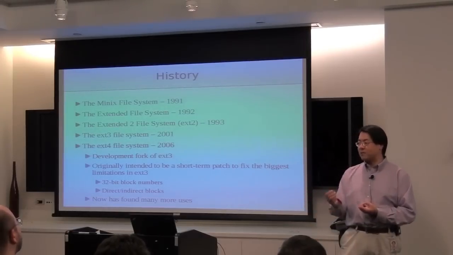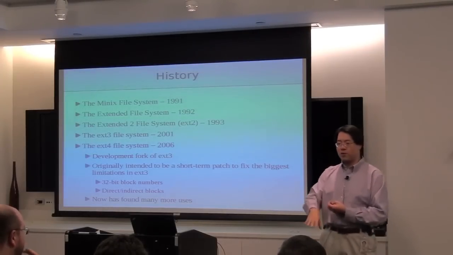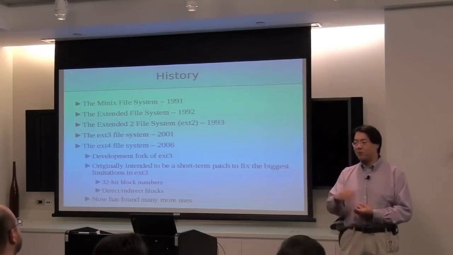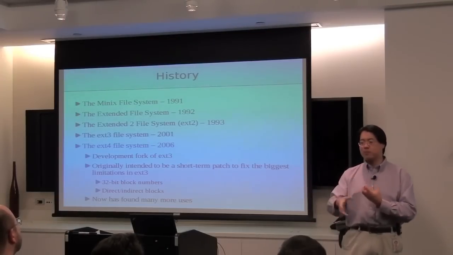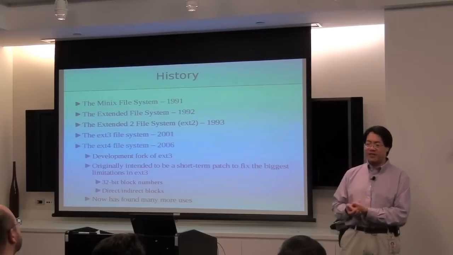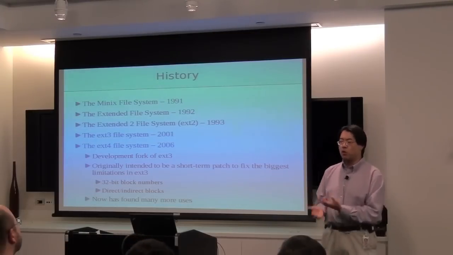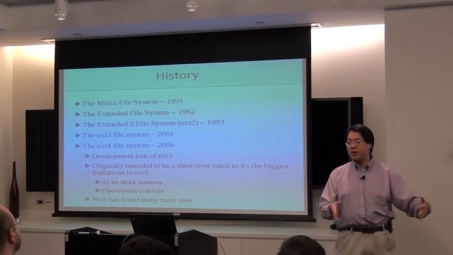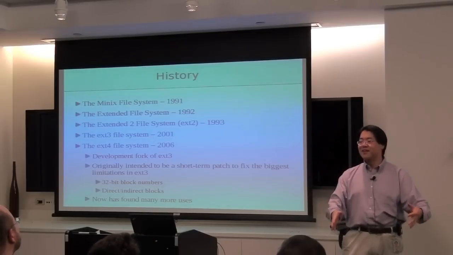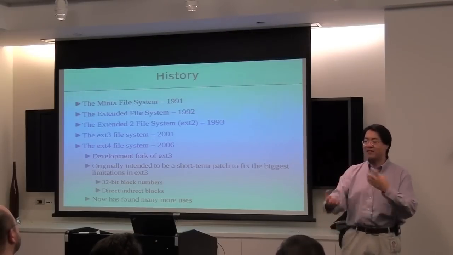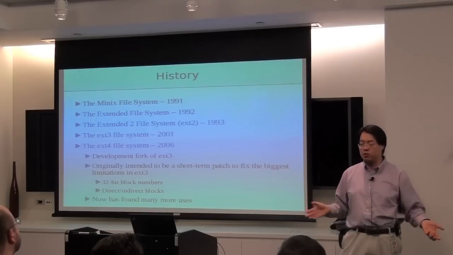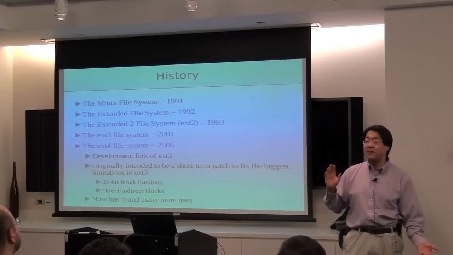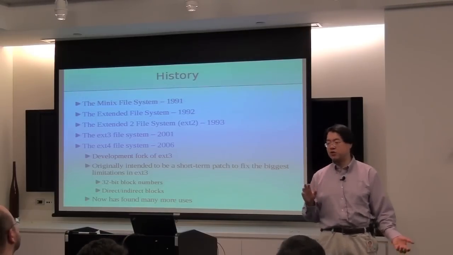So it was like, well, let's make ext4 the short-term band-aid that would fix the most glaring problems, but we didn't try to do anything really scary. Because the whole point is, the ext3 code base is well-tested, right? And so we want to add new features, but we also didn't want to go so crazy that it completely destabilized the tree.